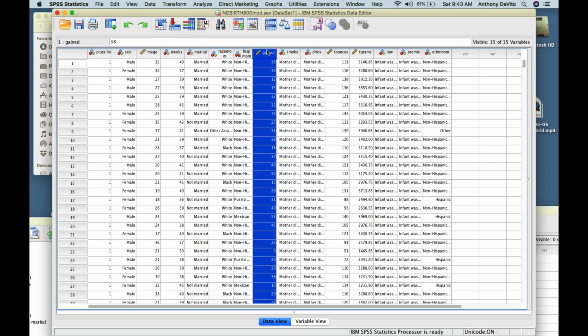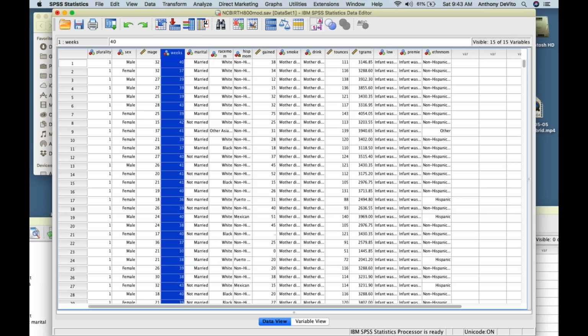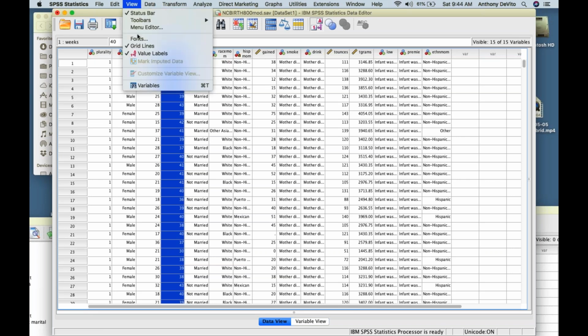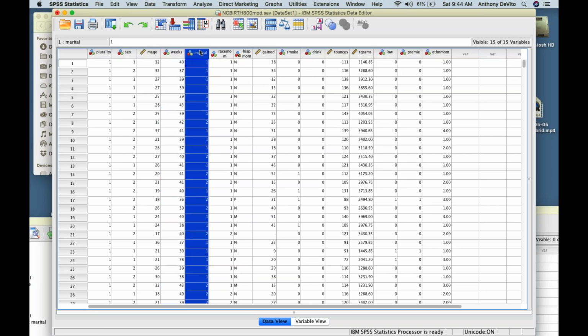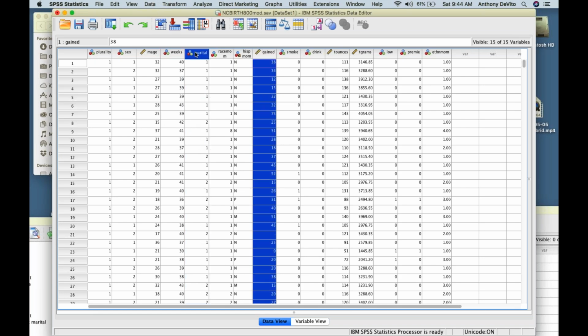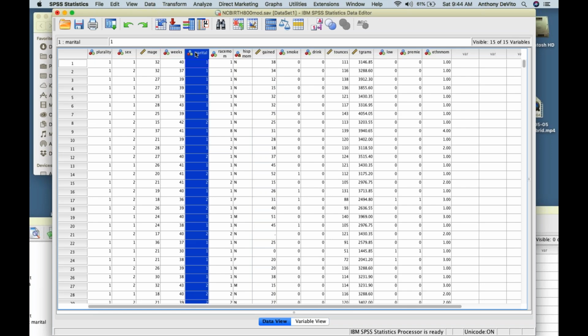Well, the marital status is a nominal variable. I think it's a 1 or a 2. Let me turn the values off and on. Marital status is a 1 and a 2, and of course, the weight gain during pregnancy is a numerical variable. Okay, so we want to see if there's an association there. We want to demonstrate that graphically.